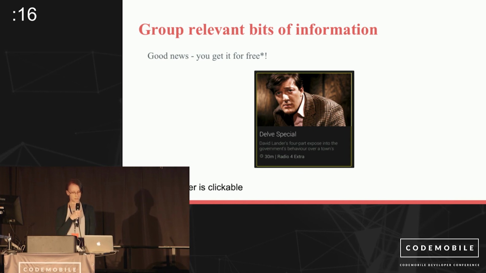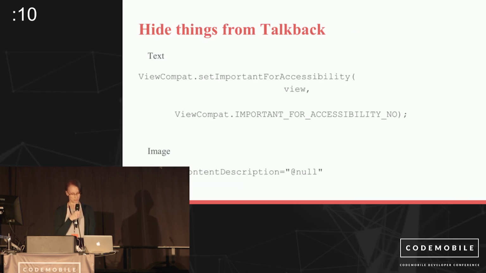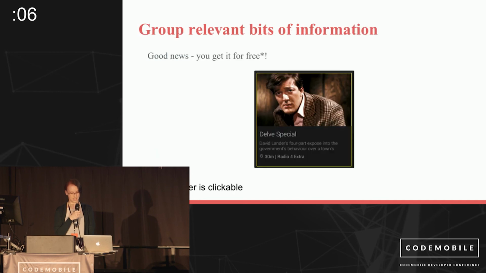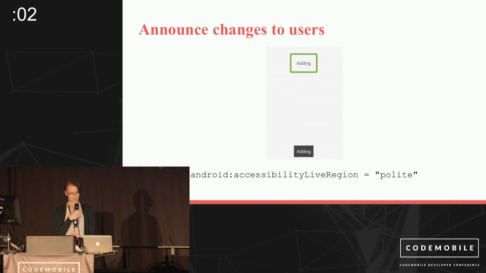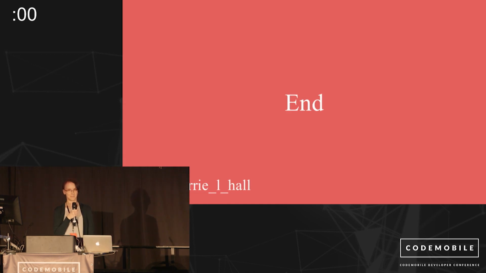You can group relevant information, so you get this for free. I've got 15 seconds left. This is just so that it doesn't read out too much stuff. You can hide things from Talkback. So if, in this example, you don't want an image, for example, you can hide that. And I will skip over that slide, and that's the end. Thank you.